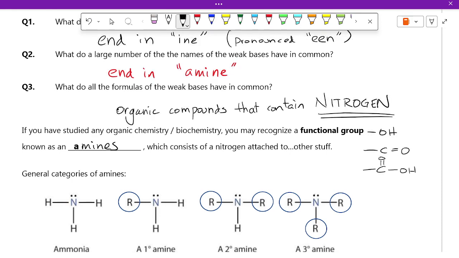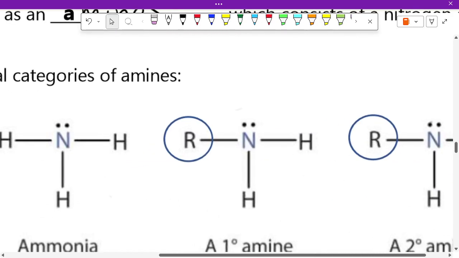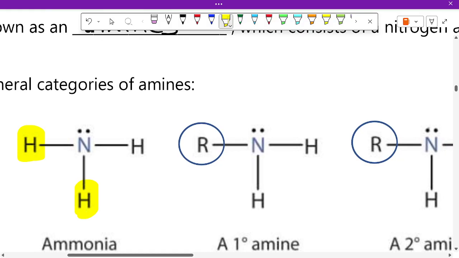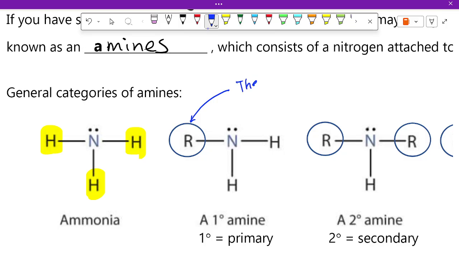These particular ones are amines. And amines consist of a nitrogen attached to other stuff, very often hydrogens. If you've done biology, you may have come across this. We have ammonia, which is attached to 3 hydrogens. Hydrogen, hydrogen, hydrogen. What does the R group stand for? The R stands for the rest of the molecule.